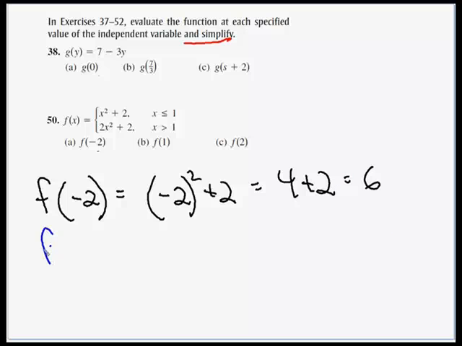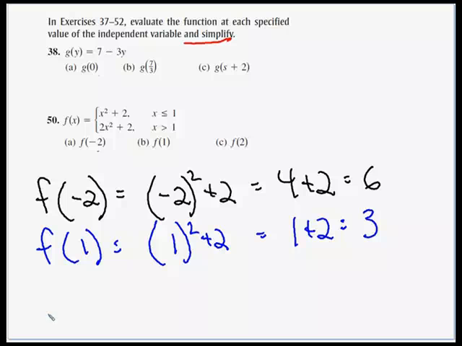Letter B, f of 1. So if we're less than or equal to 1, that's the key right there. That number 1 is where we're switching from one piece to the other, so we got to look for the or equal to sign. We're plugging that 1 into the top piece of the function. So 1 squared plus 2 is 1 plus 2, or 3.